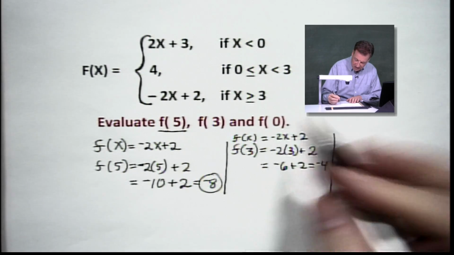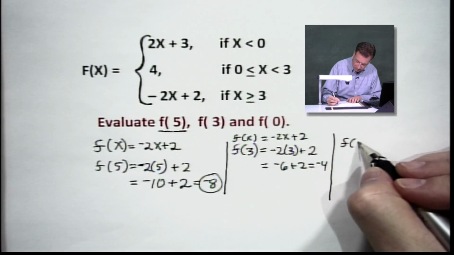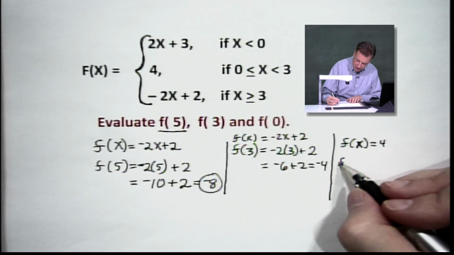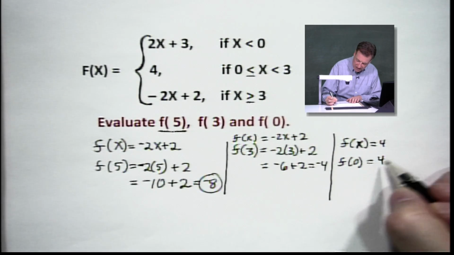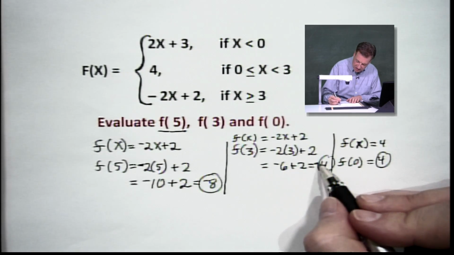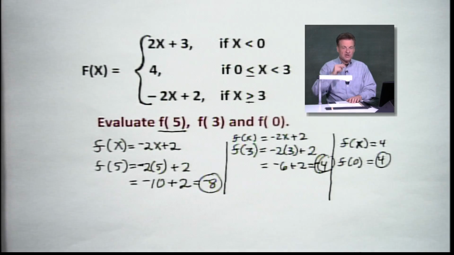And last but not least, we got that f of 0. And that's going to use our f of x equals 4 function. So f of 0 pops right in there as 4. There we have them. That is a -4, by the way. There's a big negative. And there you have our values there.